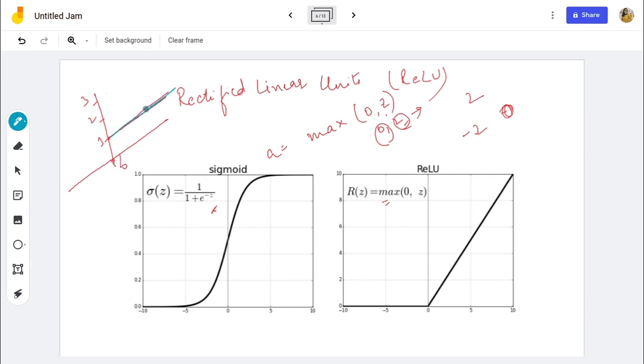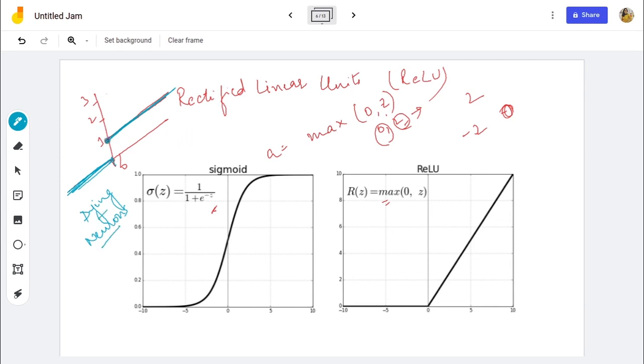The derivative here is 1. For negative numbers, the derivative will be 0. So you can already understand the problem that we are going to have. Let us talk about the problems with ReLU. The very first problem is dying ReLU, or dying neurons. So what is this problem?